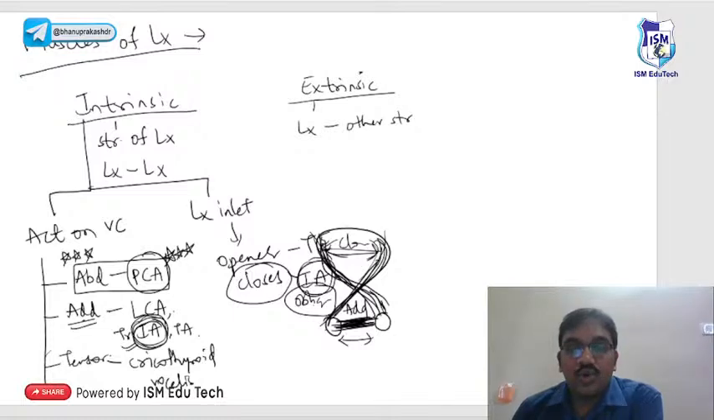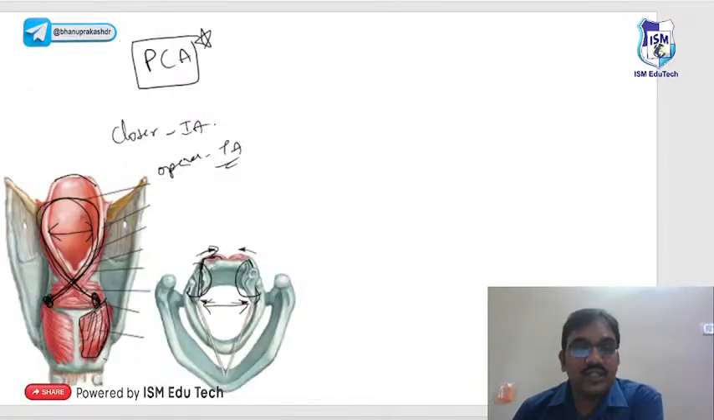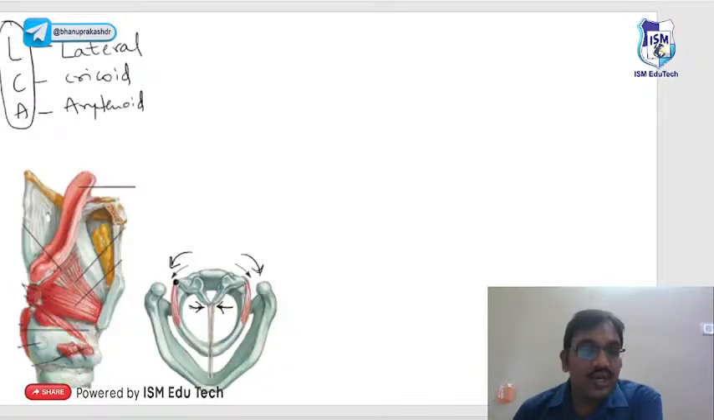The opener of the larynx is the thyroepiglottis muscle. If you see the lateral view, this is the thyroid and this is the epiglottis. You have some fibers over here. These are the thyroepiglottis, in between the thyroid and the epiglottis. On both sides, on this side these fibers and on the other side also these fibers will be there.